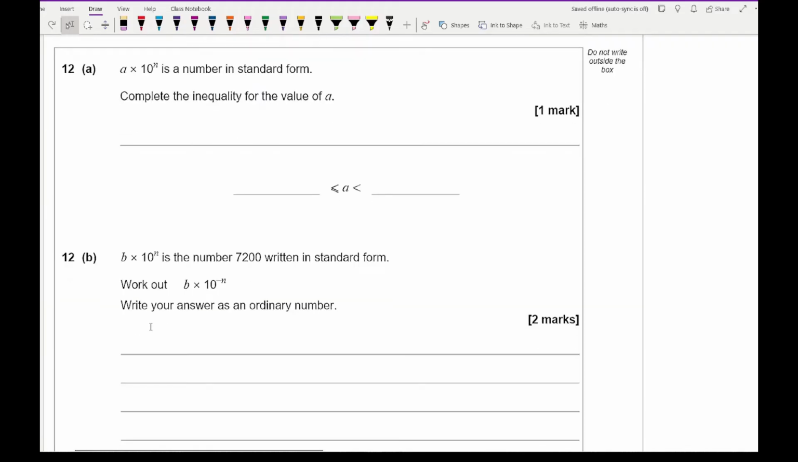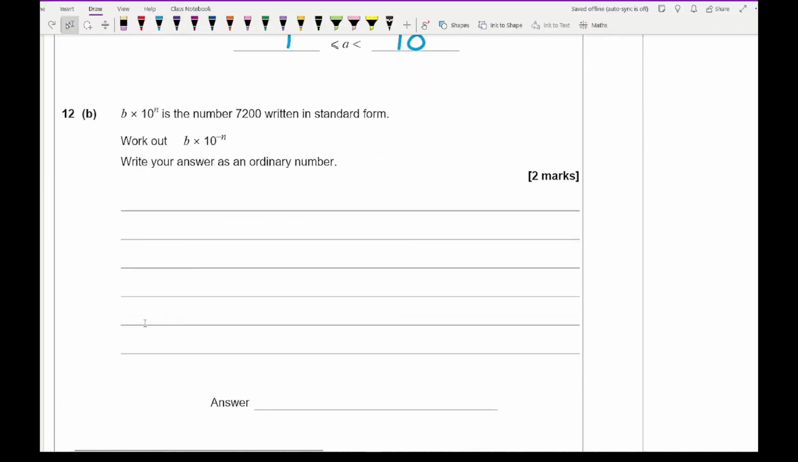Moving on to question 12, it says a times 10 to the power of n is a number in standard form. Complete the inequality for the value of a. Well, again, using your knowledge of standard form, a needs to be a number that is between 1 and 10, inclusive of 1 and exclusive of 10.